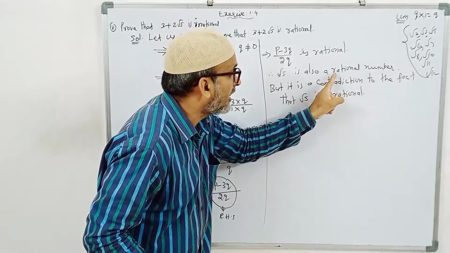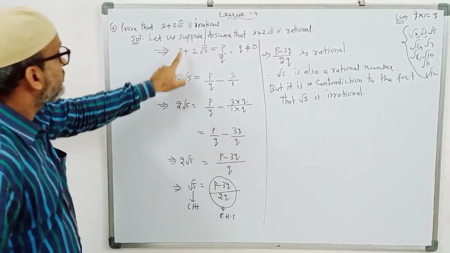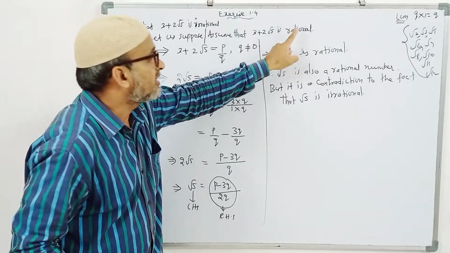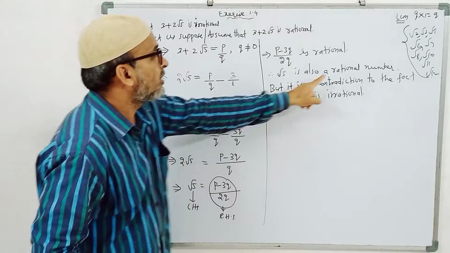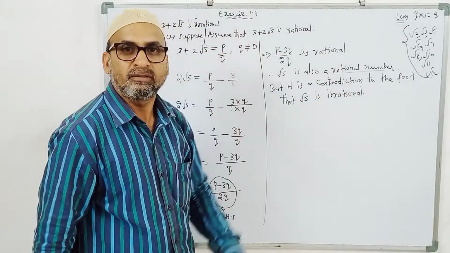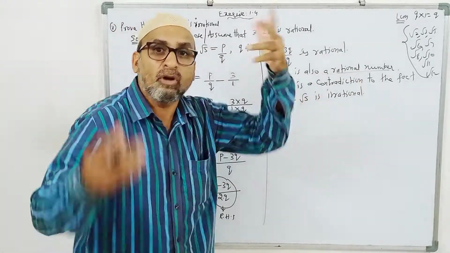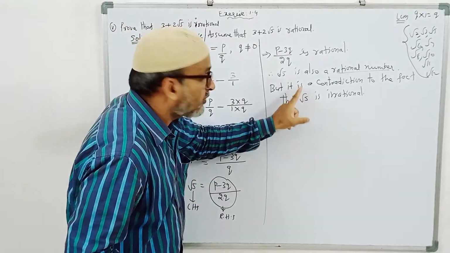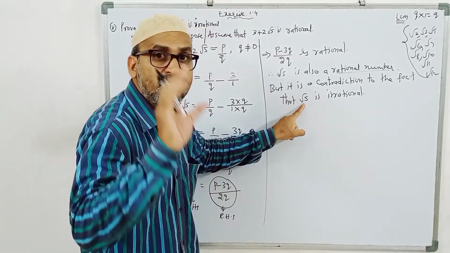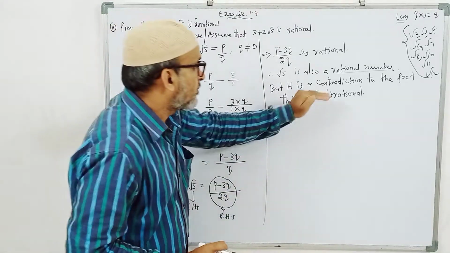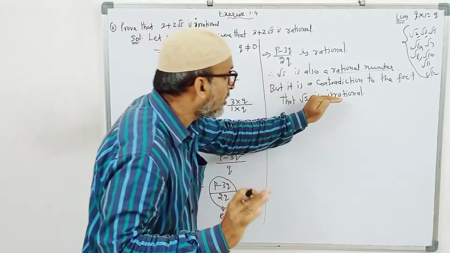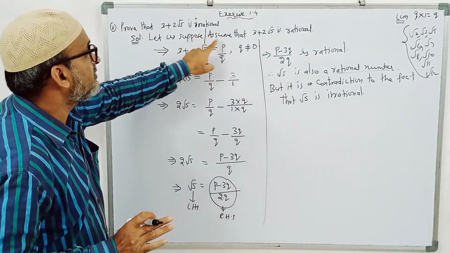Why did you get this answer? Because you have taken, let us suppose, that this is rational. That's why, with these steps only, you got this wrong answer. Root 5 is rational is wrong, because the fact is root 5 is an irrational number. So we got rational, which is wrong. Why did you get it wrong? Our assumption is wrong.